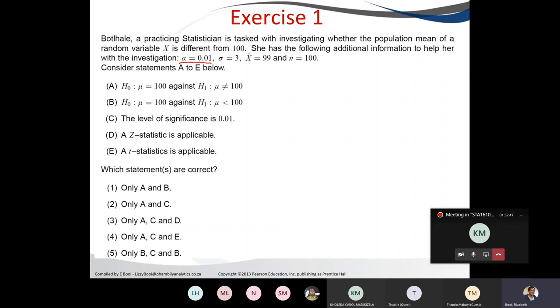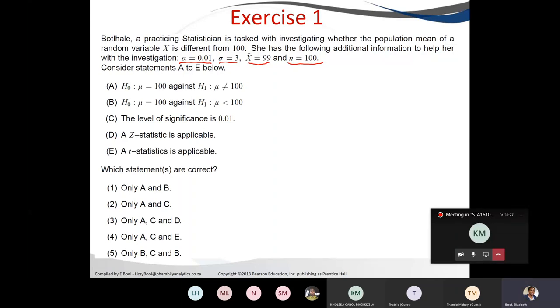Alpha, which is the level of significance, is 0.01. Your population standard deviation is 3. Your sample mean is 99, and your sample size is 100. Consider the statements A until E below, and then state which one of these statements is correct. So let me hear from you.